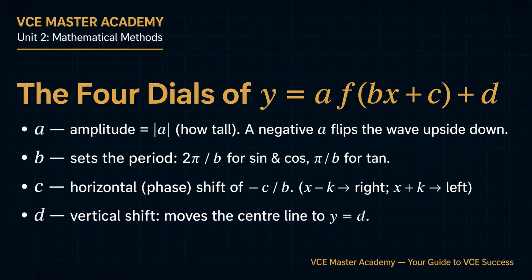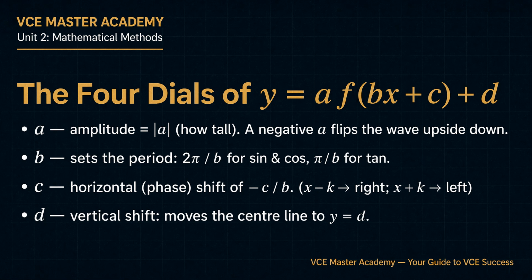The third dial is C. This slides the wave left or right. We call it a horizontal shift or phase shift. To find the shift, factor out b so it looks like b times bracket x plus c over b. The wave moves by minus c over b. A handy tip: if you see x minus something, it moves right. X plus something, it moves left.